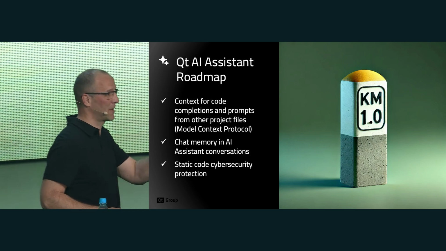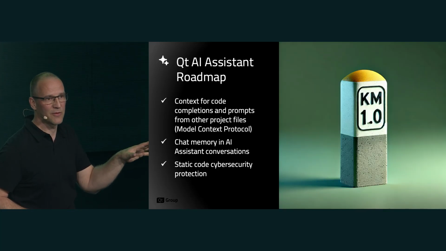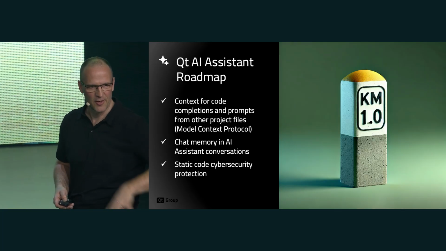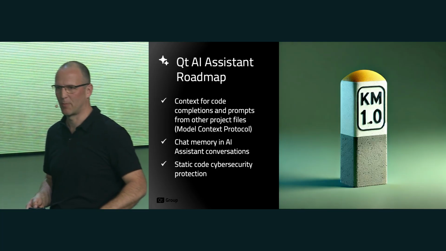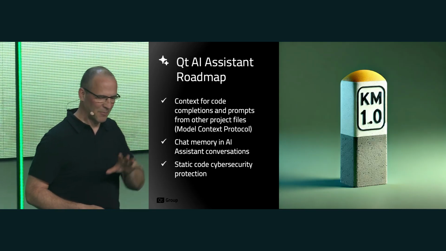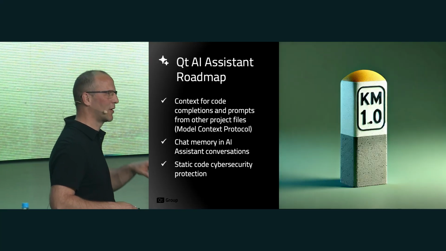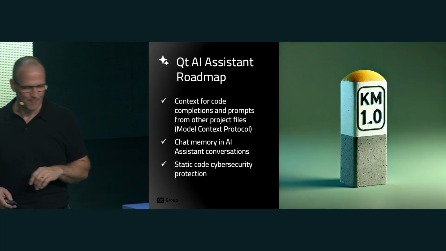We need to have chat memory in there. Currently, we're doing a single shot because most of the LLMs don't have a memory on their own. So you need to buffer that knowledge in the background. And of course, if you have a conversation over 50 messages, at some point you need to summarize that knowledge again and start over. But that's something you need to have. And we need to have some kind of static code cybersecurity check automatically built in, at least to some level, before I say, okay, we are done.